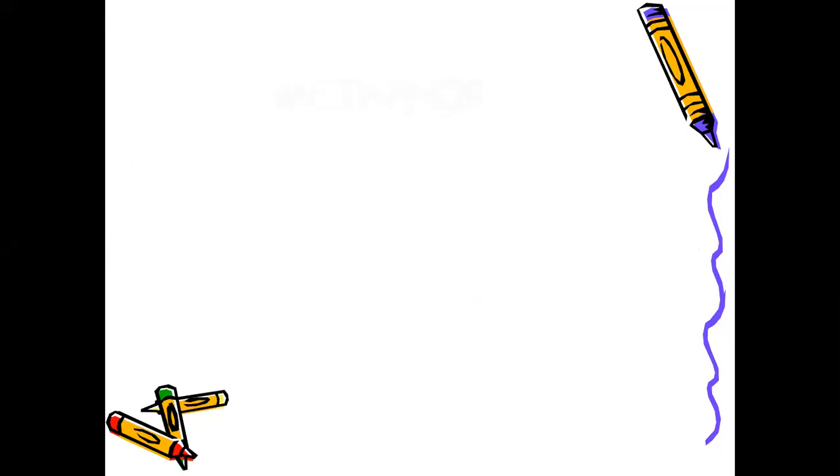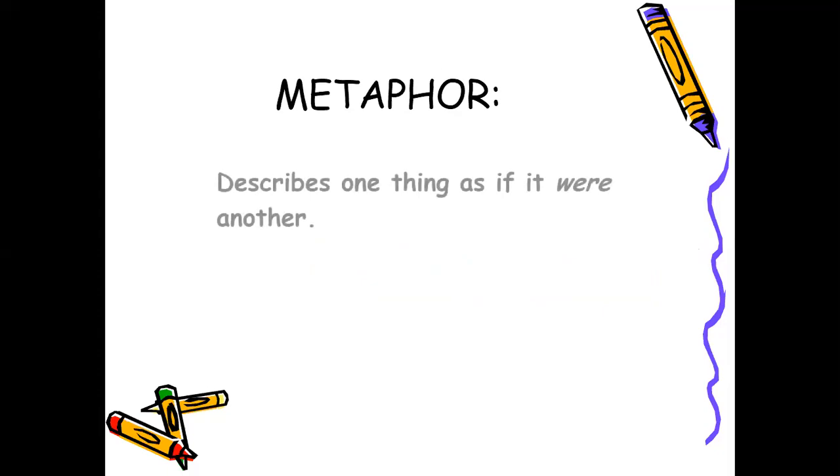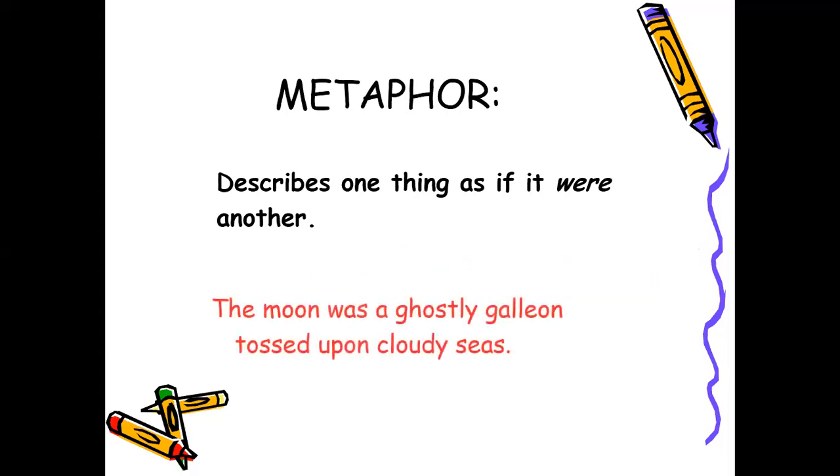There's comparison. Metaphor. Metaphor is a kind of comparison, yes, but much stronger. It doesn't say he's like or he's as. It says he is this thing. For example, it describes one thing as if it were another. The moon was a ghostly galleon. So here he's saying that the moon is a galleon, tossed upon cloudy seas. That's a metaphor. It's stronger.